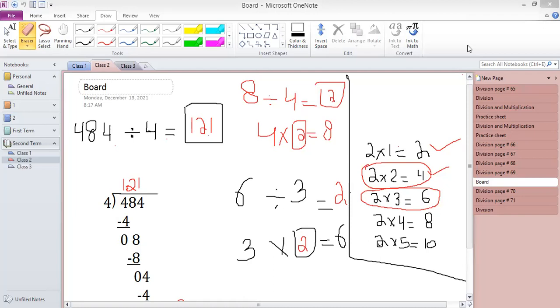We are learning about long division, dividing by a single digit without regrouping. Okay, so let's take one example. How to do it, guys? I'm giving you one example here: 48 divided by 2.